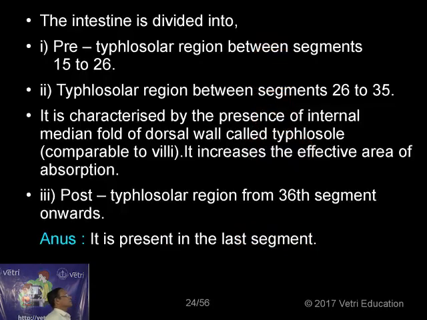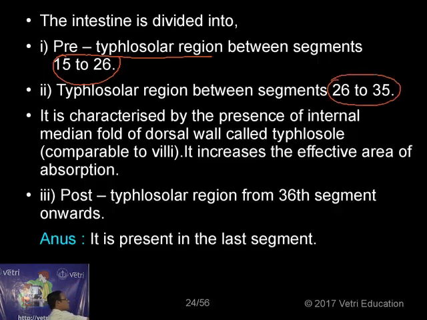Now let's see the discussion. The intestine is divided into the pre-typhlosolar region, from 15 to 26, because the intestine starts from 15, after the stomach at 14, and from 15 to 26 there is no typhlosole. Then from 26 to 35, the typhlosole is present, and that is called the typhlosolar region.